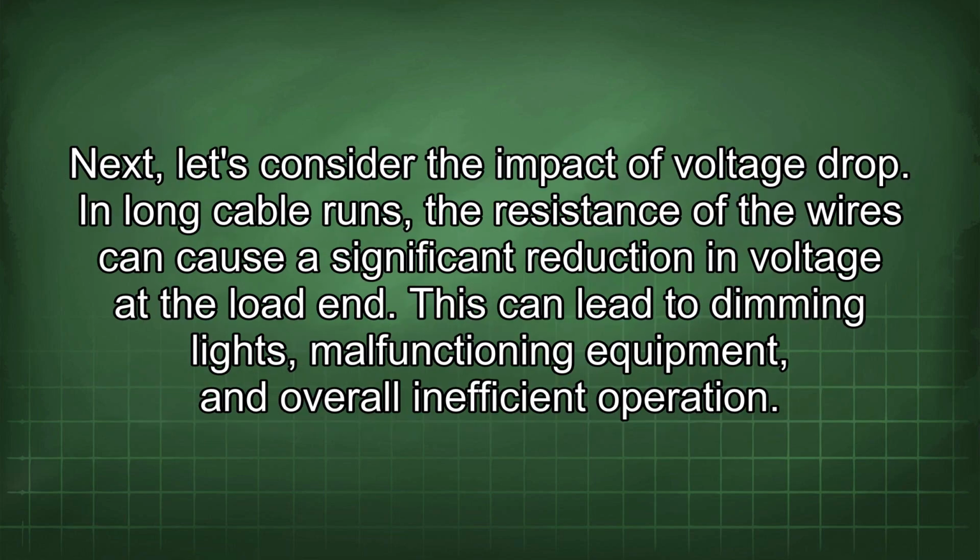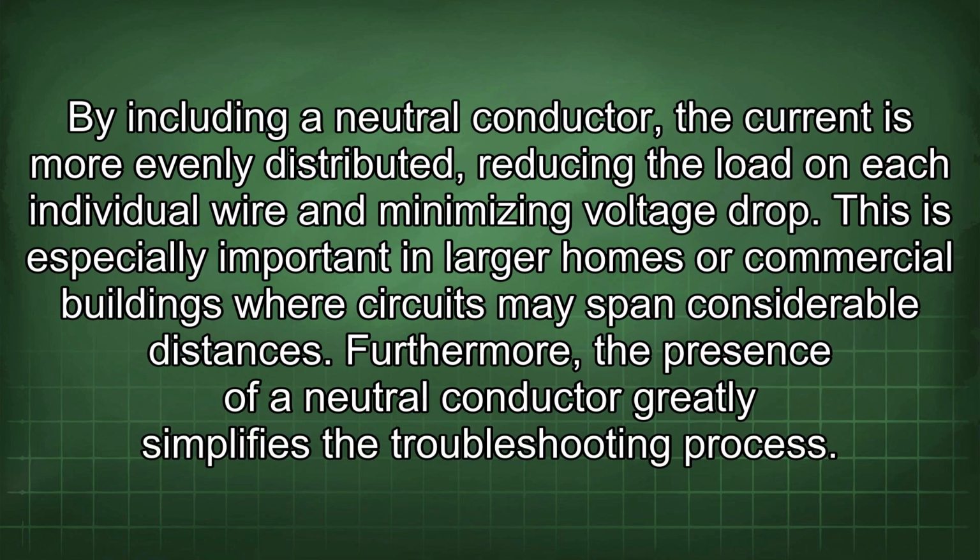Next, let's consider the impact of voltage drop. In long cable runs, the resistance of the wires can cause a significant reduction in voltage at the load end. This can lead to dimming lights, malfunctioning equipment, and overall inefficient operation. By including a neutral conductor, the current is more evenly distributed, reducing the load on each individual wire and minimizing voltage drop. This is especially important in larger homes or commercial buildings where circuits may span considerable distances.